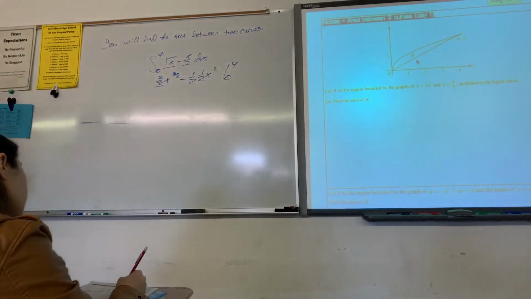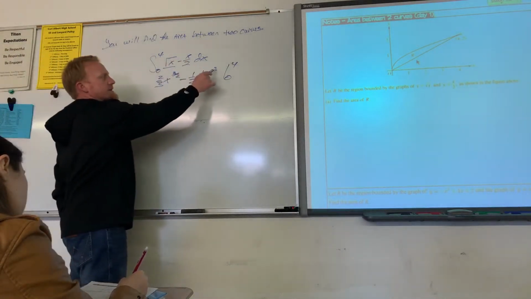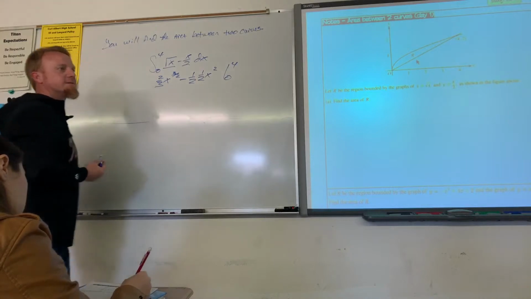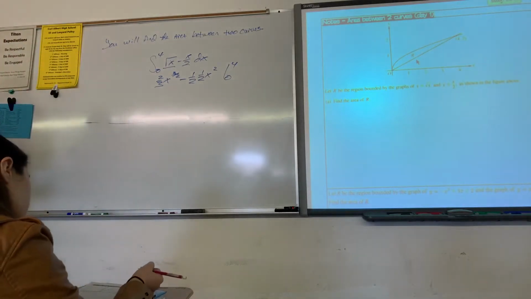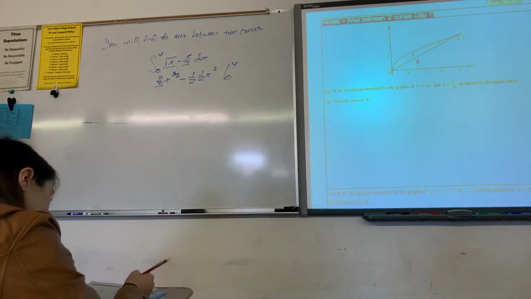0 to 4. Why do you use another 1/2 for that? Because when I integrate x, it gives me x squared, and then I have to divide by 2. Right, it's going to be 1/4. I'm just trying to show you as much as possible.